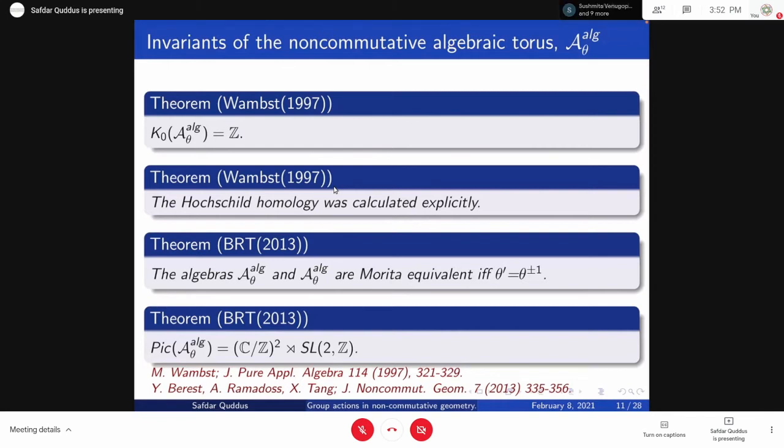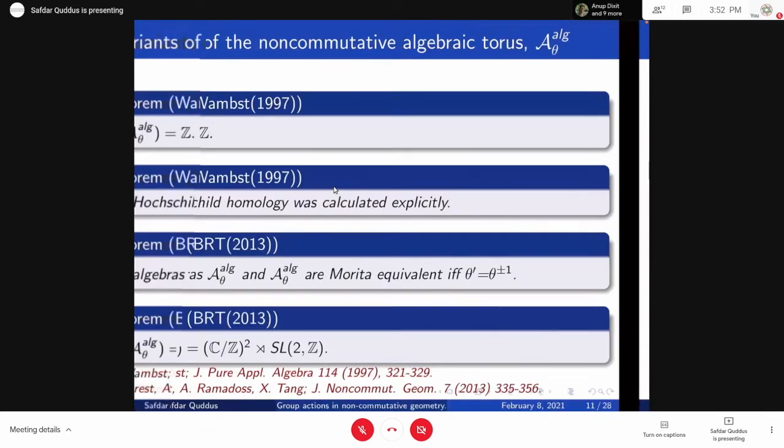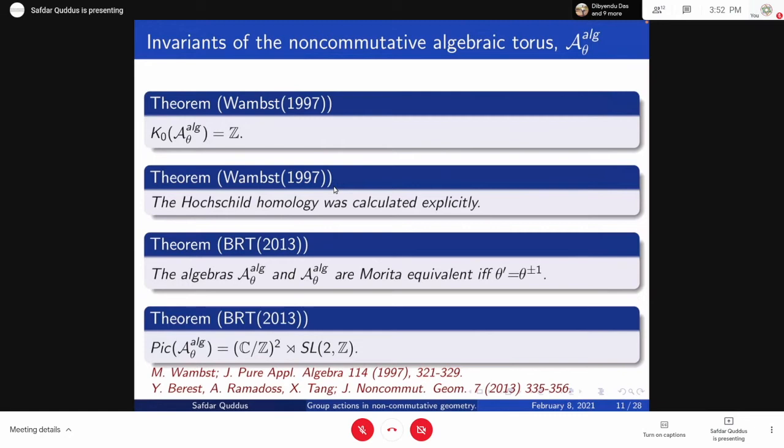And recently, Berest, Ajay Ramadoss, and Xiang Tang computed the Picard group of this algebraic non-commutative torus, and also showed that, like what Rieffel did for the smooth torus, two algebraic non-commutative tori are Morita equivalent if and only if they are the same or inverse of each other. So trying to understand the Picard group, again, for an associative algebra, it's like invertible modules.